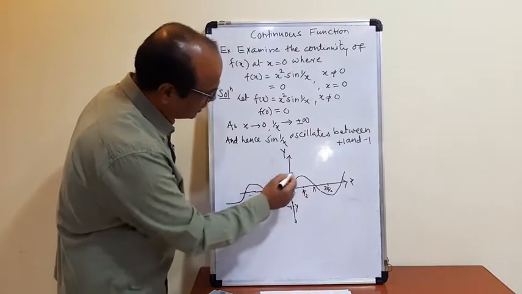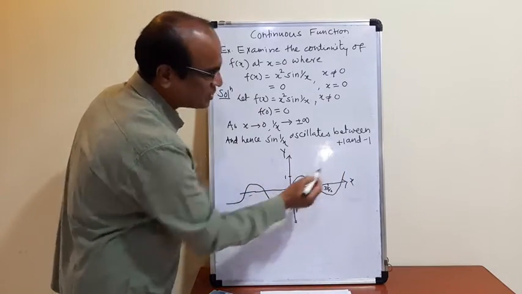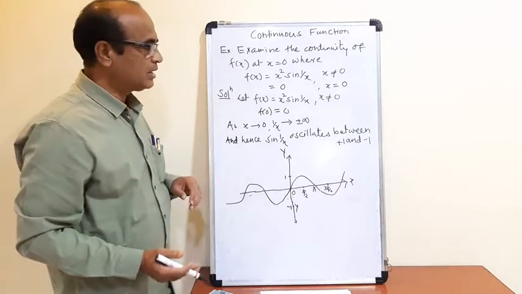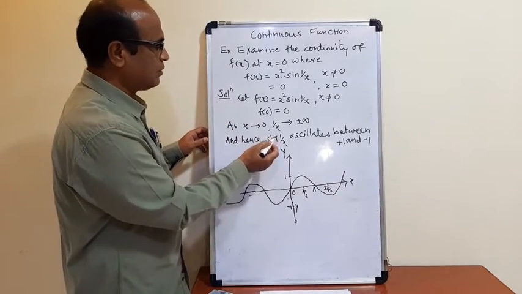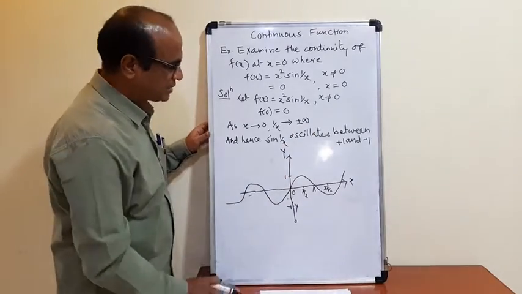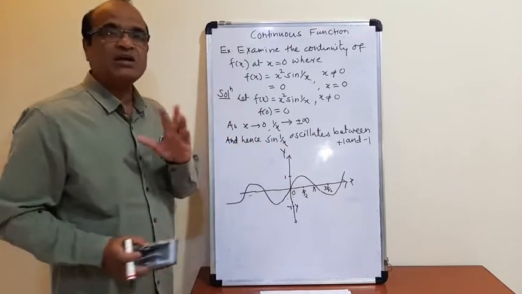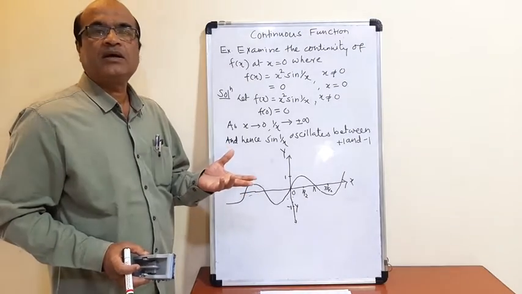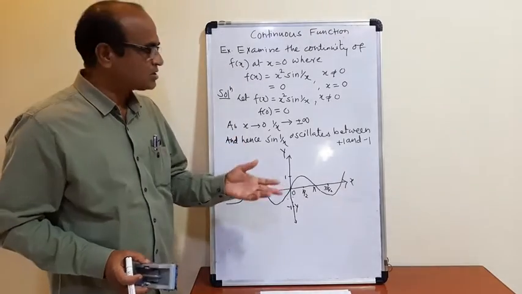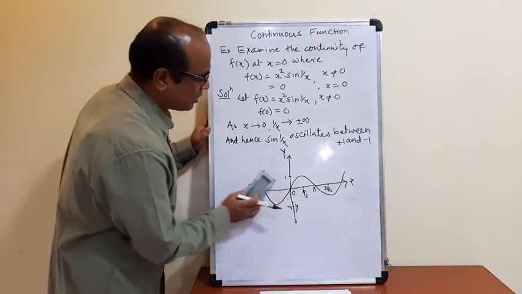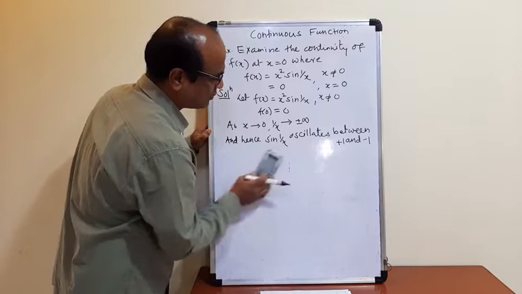This sine x function oscillates between plus 1 and minus 1. So sine 1 upon x oscillates between plus 1 and minus 1. So this function is not continuous, because it is an oscillating function between plus 1 and minus 1. So sine 1 upon x is not a continuous function.